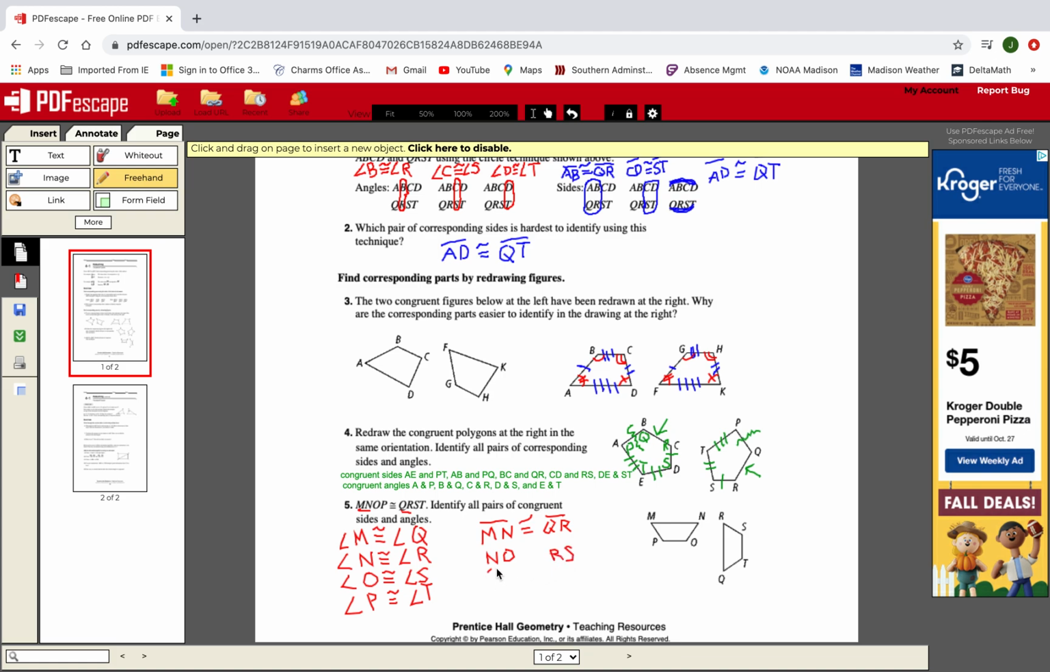And we have OP congruent to ST. Then we have the first and last letters MP congruent to QT. So if we mark these on the figures, then we can see kind of how they would need to be turned in order to show them corresponding in the same positions.